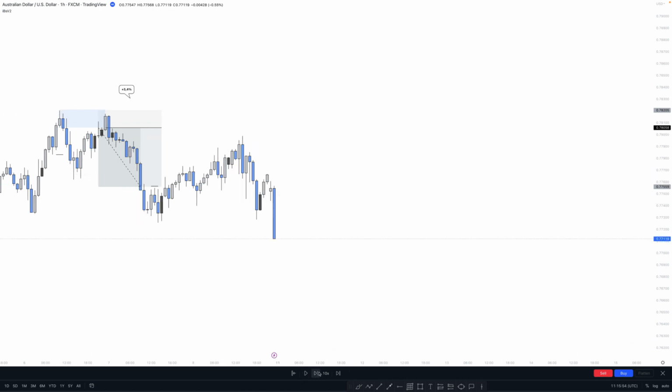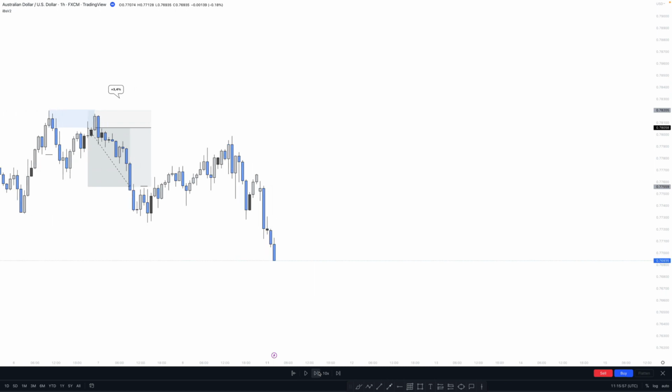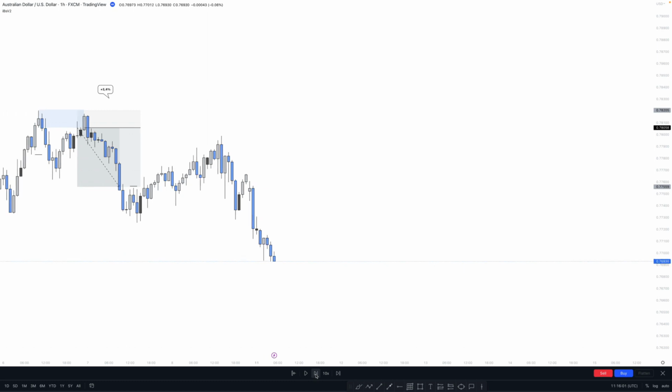Okay, let's see what price action did. It broke the low again, broke the low, guys, here. So nothing really interesting that I want to trade here.